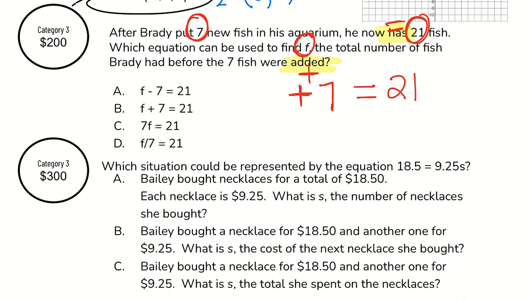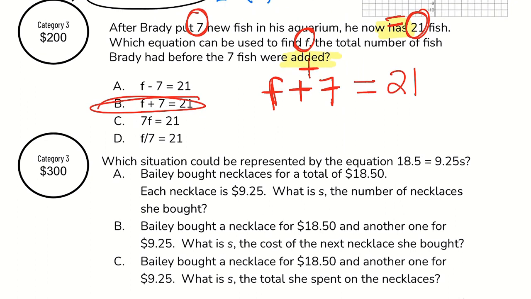So we're adding 7. Do we know how much he started with, though, before he added the 7? No, so that's our variable. That's our unknown. We don't know what that is. So we're going to use an F. So F plus 7 equals 21. Ooh, I see it. B. Nice. It can't be C because that's times. And these are division. That doesn't make any sense. And he didn't take any fish out, so it's not minus. Okay, there we go, we're golden.